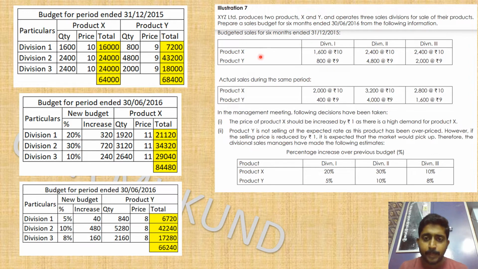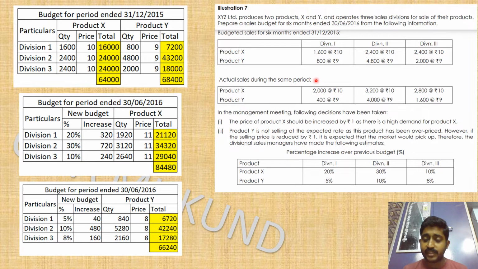So what is the budget that is given? Product X and product Y. There are two products, and the two products are sold using three sales divisions: division 1, division 2, division 3. Here they have clearly given the quantity. 1600 quantity is sold through division 1 at 10 rupees. And for product Y also they have given this detail.